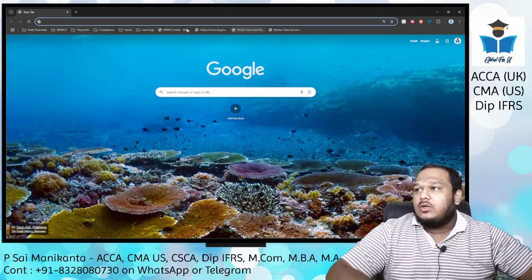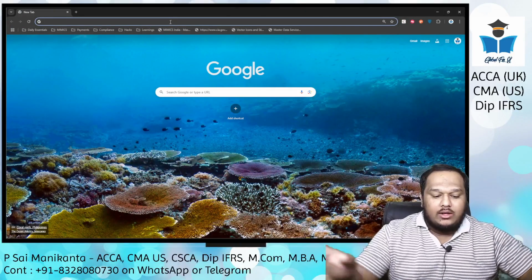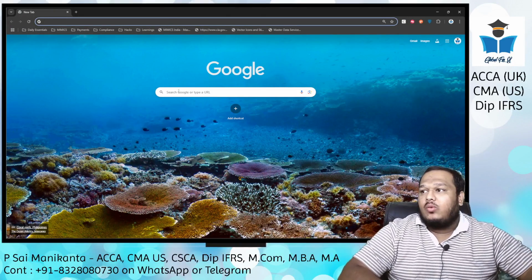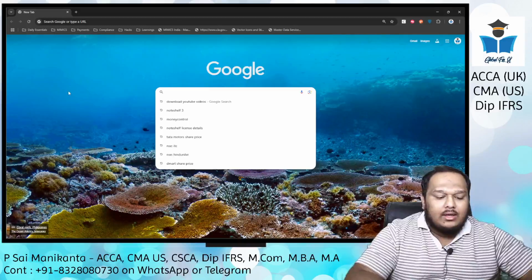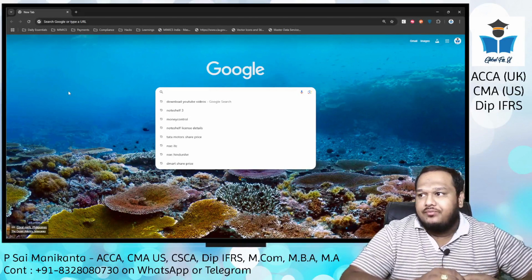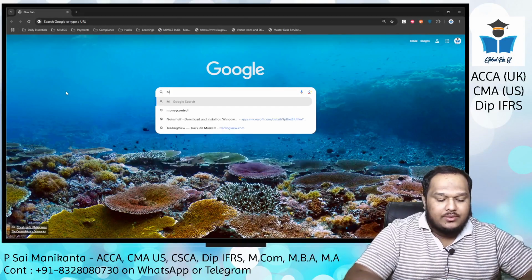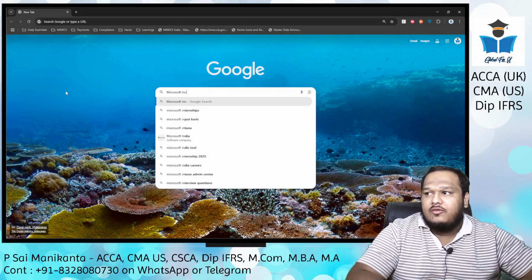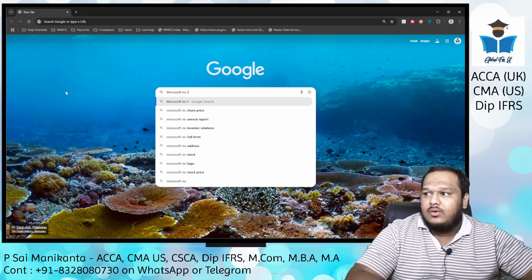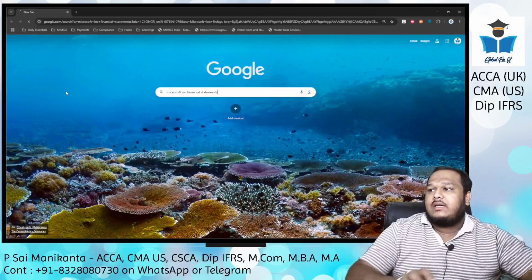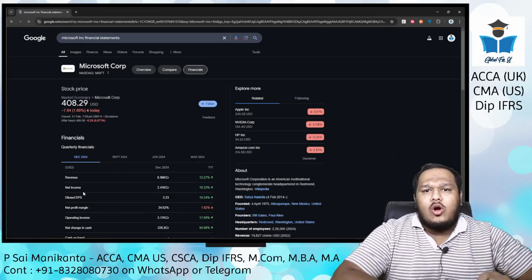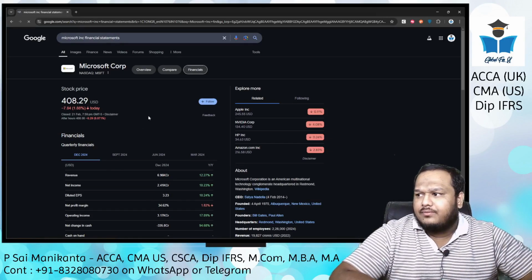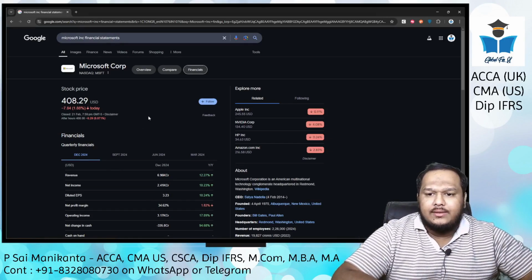The first thing you have to do is go to google.com, and you just search by the name of that company. Very simple. Let's say I want to look at Microsoft's financial statements. Search for Microsoft Inc financial statements, just search by that. Very simple. Don't try to overcomplicate anything here.